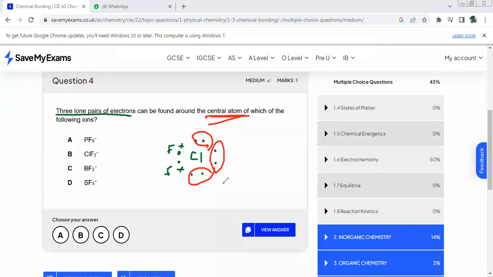But what about BF2? Actually, by seeing B itself, you can guess it, because boron is a 3rd group element which has only 3 electrons and is bonded with 2 fluorines, which means it is impossible to get 3 lone pair electrons. And again, sulfur is a 6th group element which has 6 electrons in the outermost shell. So there are 5 fluorines, which means 5 bond pair electrons, which means you cannot get 3 lone pair electrons in this. So what is the answer?